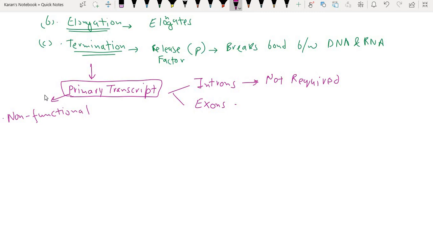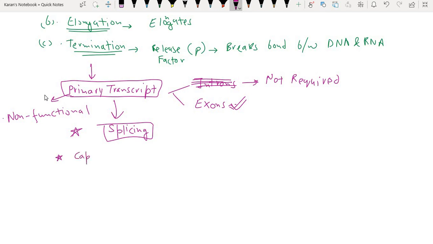So this primary transcript is subjected to splicing. It will undergo a process of splicing where the introns, which are the intervening sequences, are removed, and only the exons which are left are joined by the enzymes so as to form the functional or mature RNA, right? Then it undergoes two more additional processes.